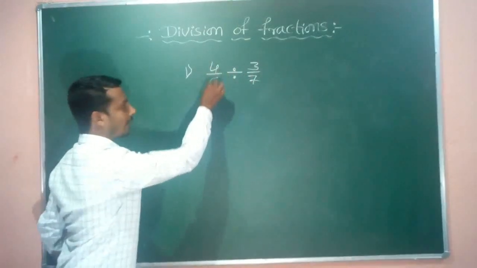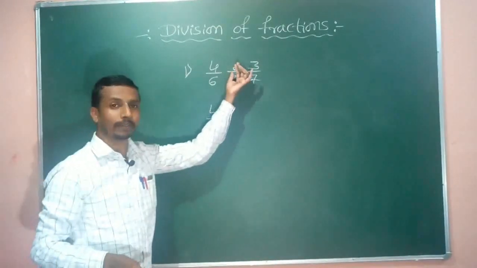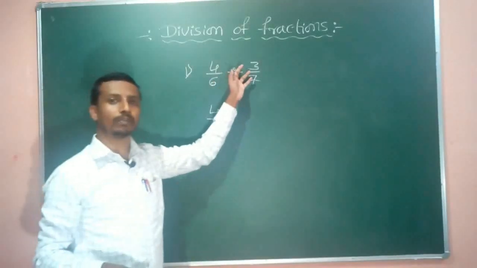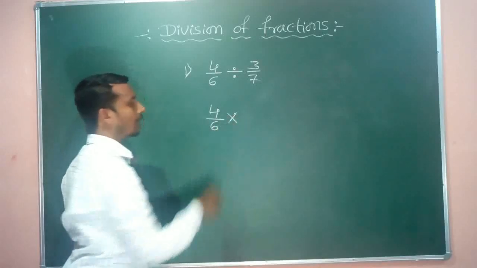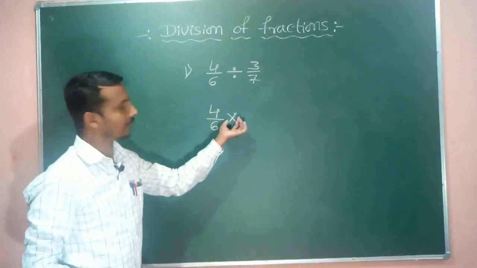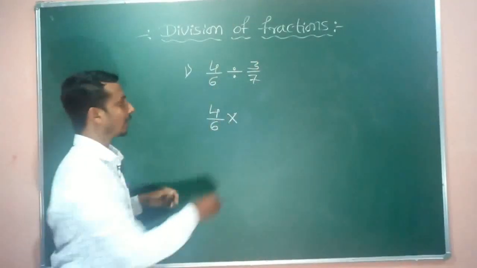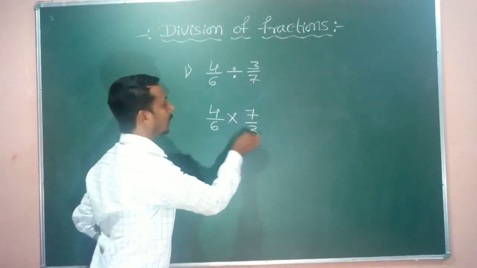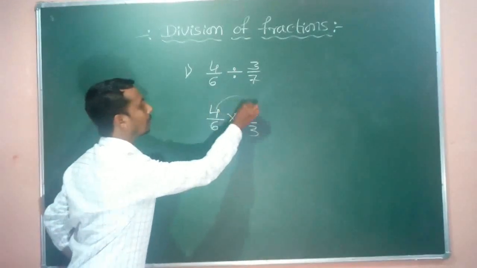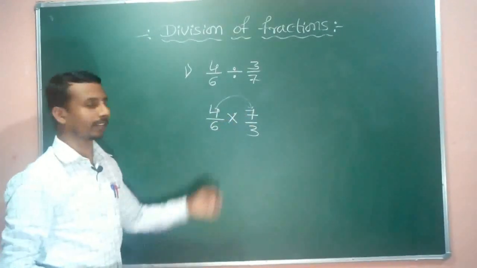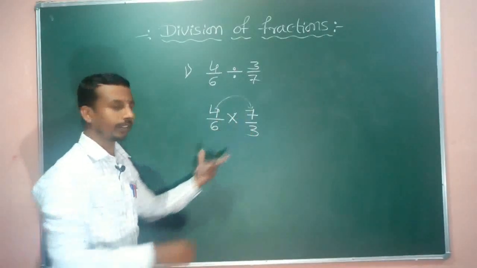Here the first fraction is written as it is, 4 by 6. Then the division sign you have to change to a multiplication sign. After changing this sign, you write the reciprocal of the second fraction: 3 by 7 becomes 7 by 3. Now we already know the multiplication of fractions, that is directly numerator into numerator, denominator into denominator.